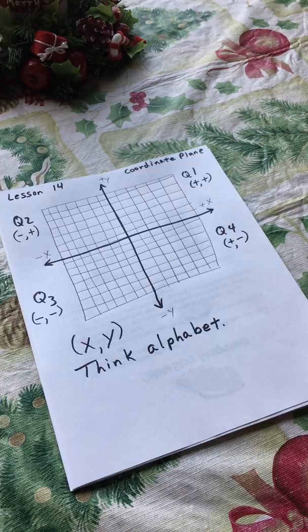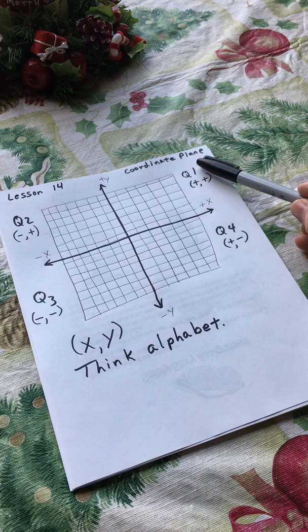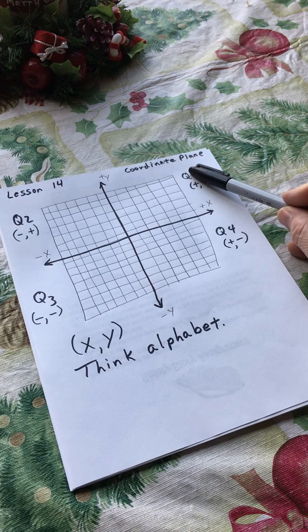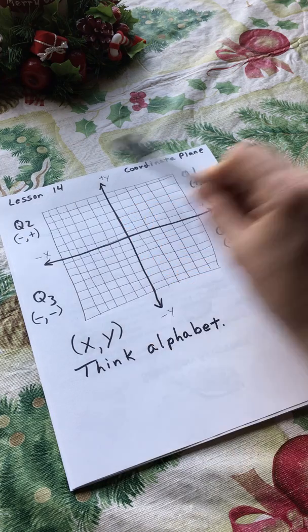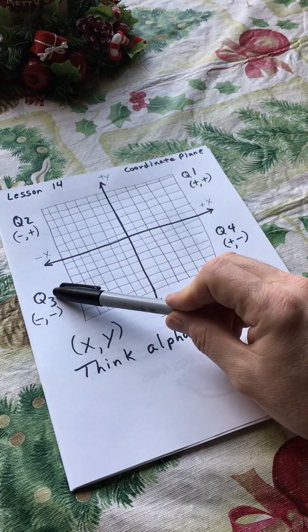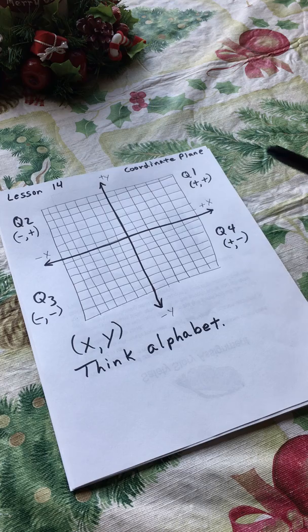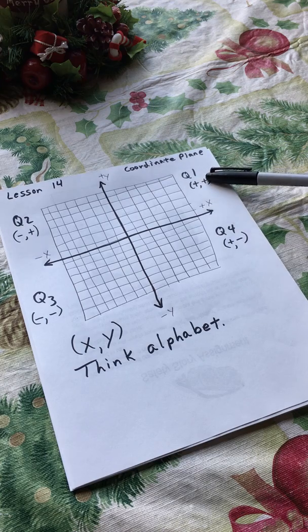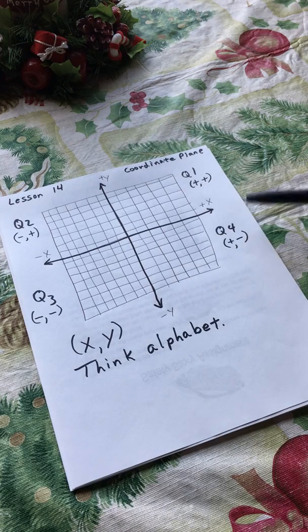Okay? We divide this coordinate plane into what are called quadrants, and there are 4 of them. Quadrant 1 is in the upper right. Quadrant 2 is upper left. Quadrant 3 is lower left. Quadrant 4 is lower right. You'll notice I've put plus and minus signs in the parentheses.